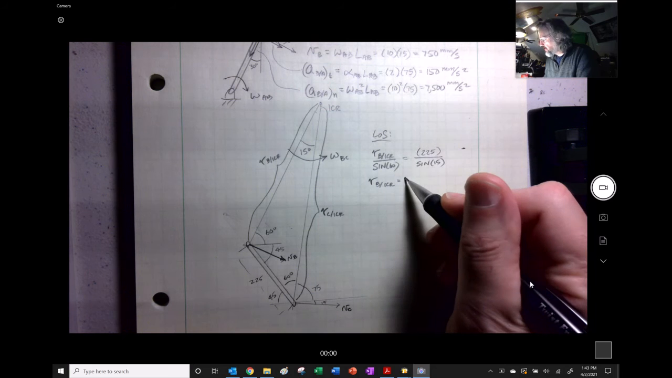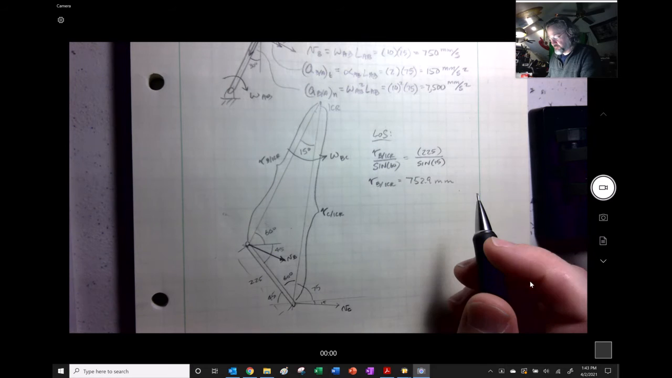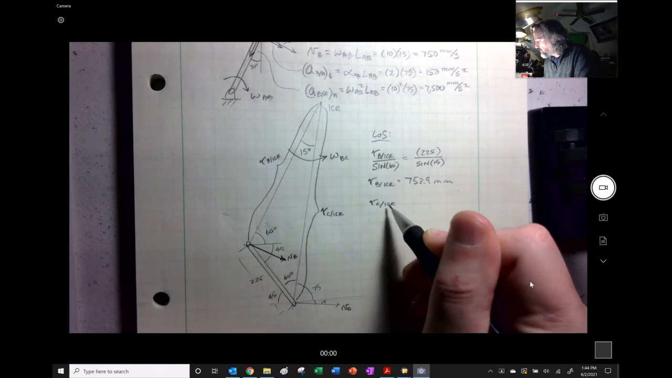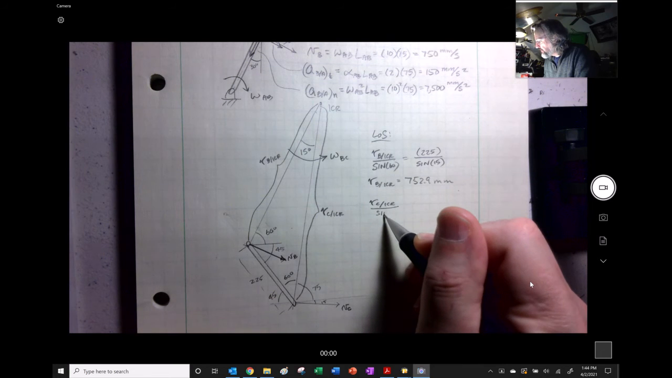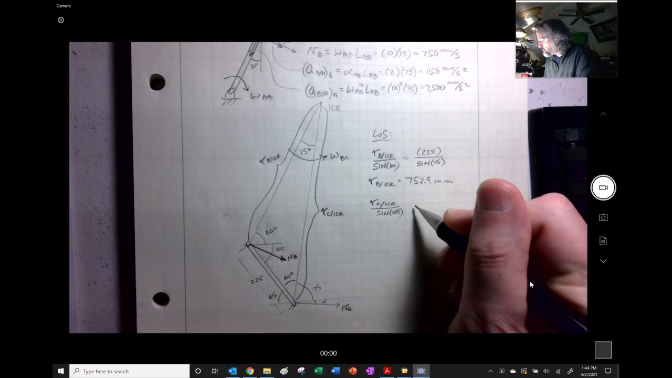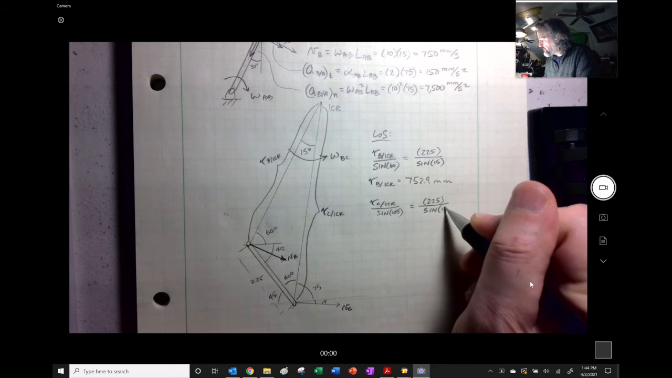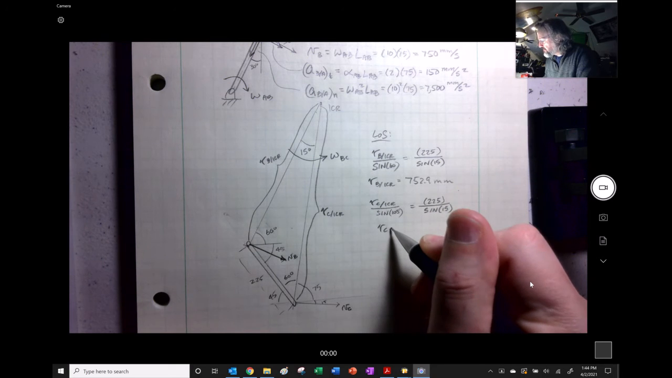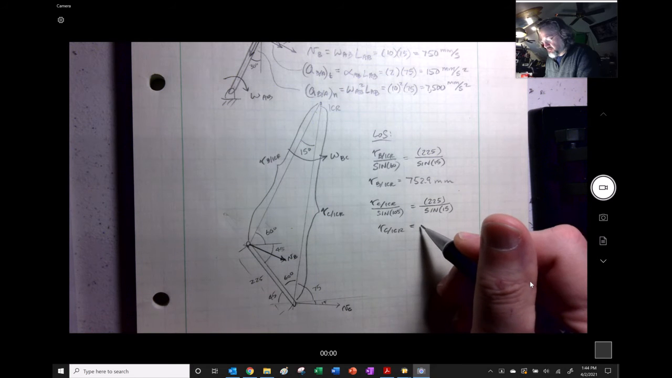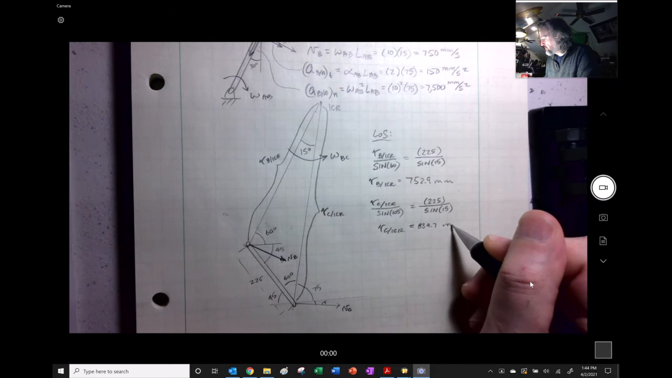So I plug those numbers in and I get 752.9 millimeters. Okay. While I'm at this, I should also get my RC with respect to ICR. And that's going to be the sine of 105 equal to 225 over the sine of 15. And I get my RC with respect to ICR to be equal to 839.7 millimeters.